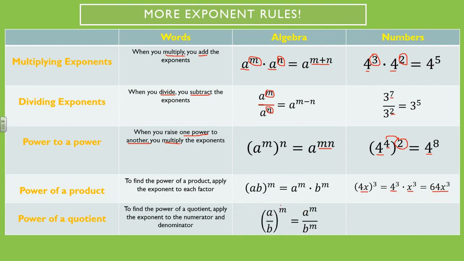In power of a quotient, again, same idea really. I've got 3 over 5 to the second power. That means 3 gets a power of 2, and 5 gets a power of 2. So 3 to the second is 9, 5 to the second is 25. Each of these, your numerator and your denominator, both get a power of 2.